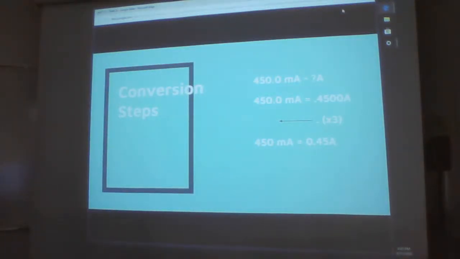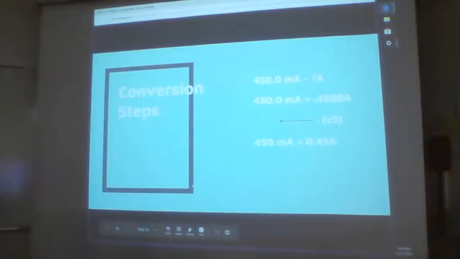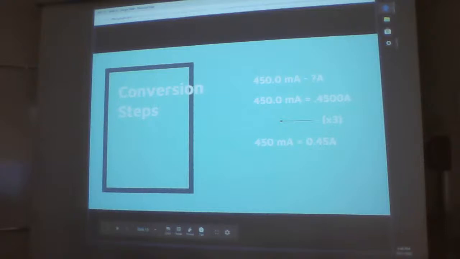Conversion steps. Here we have an example of 450 milliamps. We want to know how many amps that is. What's that equal to in amps? So 450 milliamps, we're going to multiply by 0.001, which is the equivalent of moving this decimal 3 places to the left. That would make it 0.45 amps. So 450 milliamps is the same as 0.45 amps.